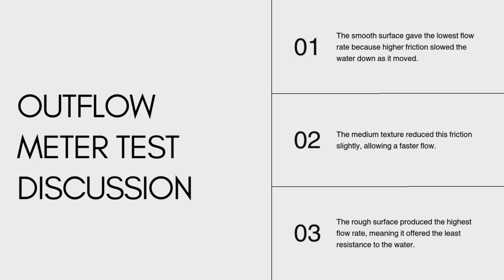Let's discuss what these results actually mean. First, the smooth surface had the slowest flow rate, and that's because the smoother texture created more friction and slowed the water down as it flowed.